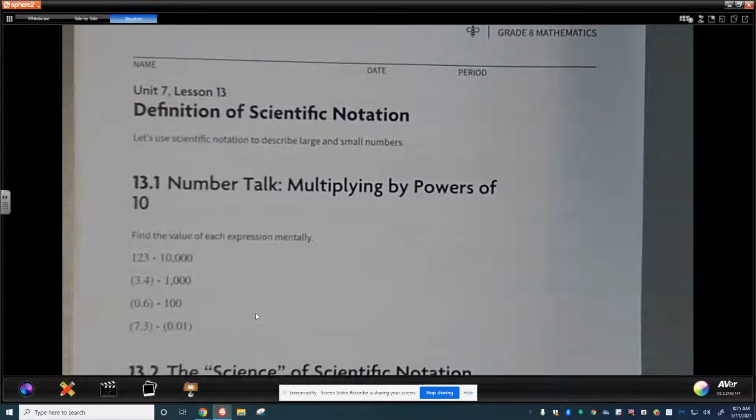Today we're actually going to use scientific notation to describe large and small numbers. I'm really excited about this lesson because I really enjoy scientific notation. I think it's kind of fun.